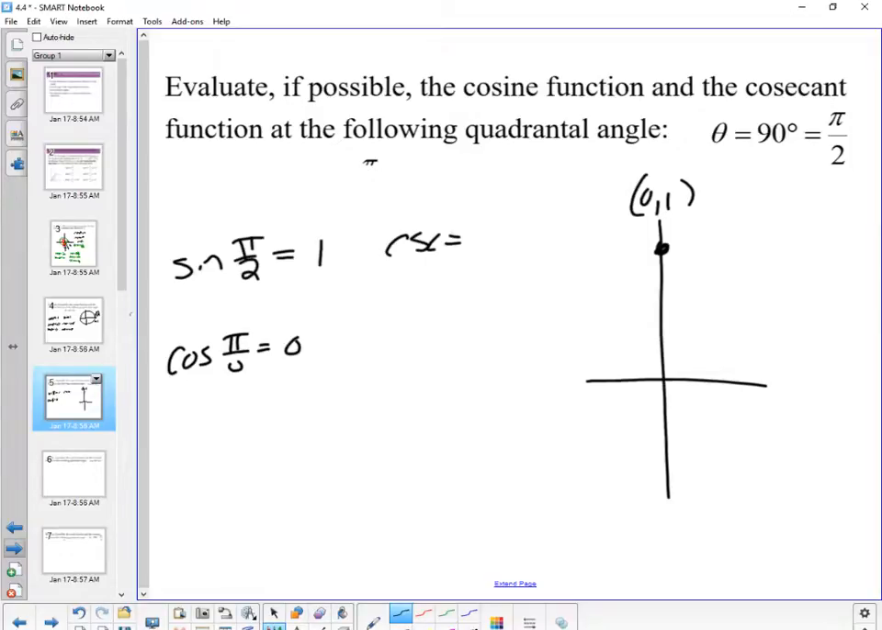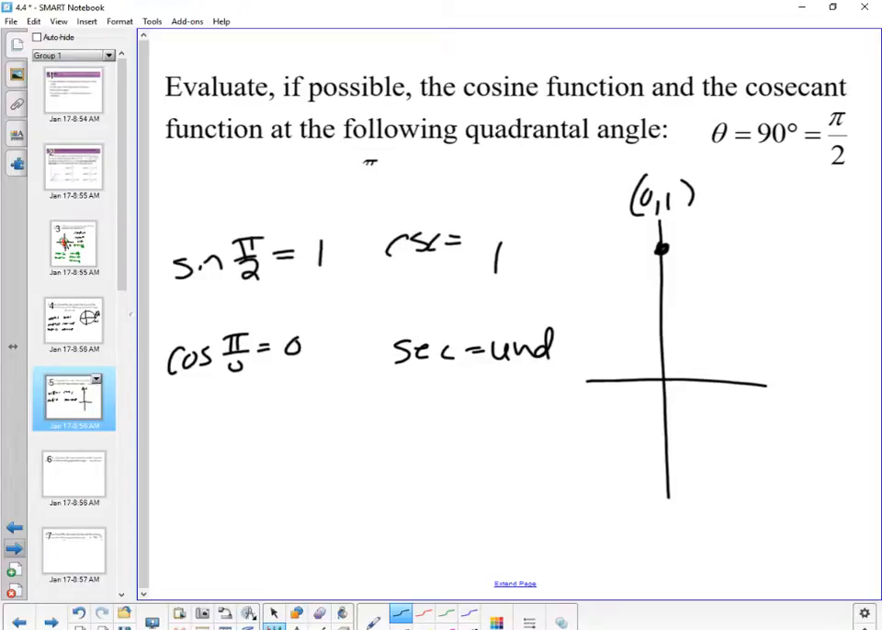What's my cosecant? 1, because it's 1 over 1. What's my secant? This one is going to be undefined. It's not the empty set. It's undefined.